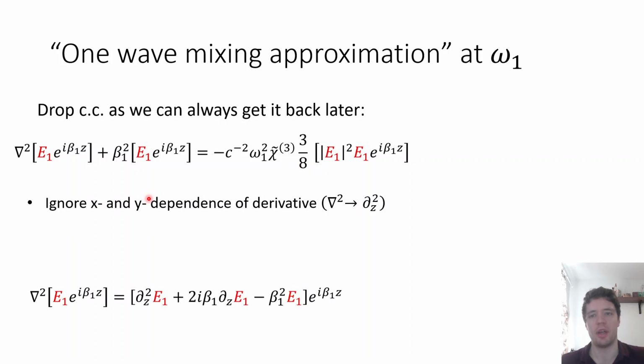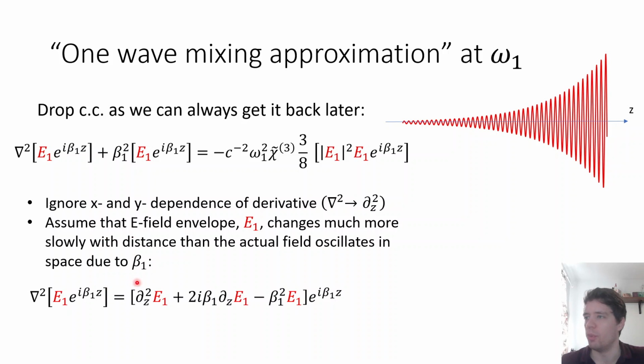Well, first of all, we can ignore the x and y dependence of the field. We're just going to assume that the only change that's interesting or significant is the change as we move throughout the medium. That allows us to replace this double gradient with the double derivative in Z. Okay, so with that we get this expression here for the double gradient of E1 multiplied onto the complex exponential here.